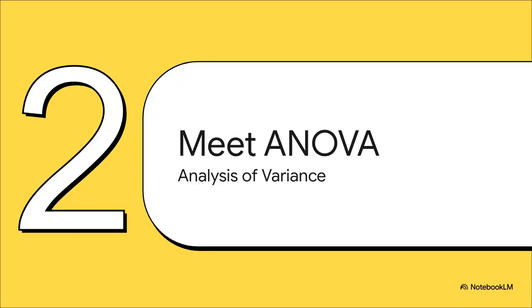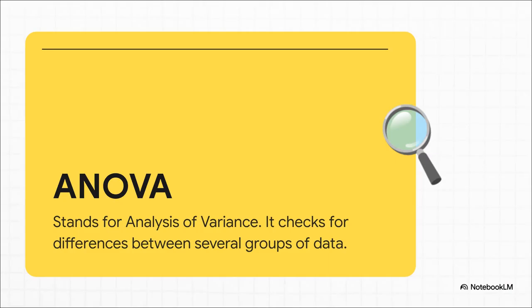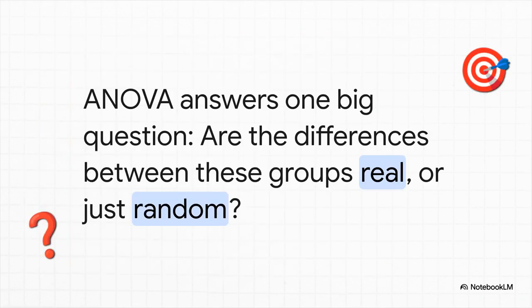So allow me to introduce you to a statistical method called ANOVA. ANOVA actually stands for Analysis of Variance. And believe me, that name tells you pretty much everything about how it works. Its main job is to act like a referee, looking for real, significant differences between 3 or more groups, all at the same time.